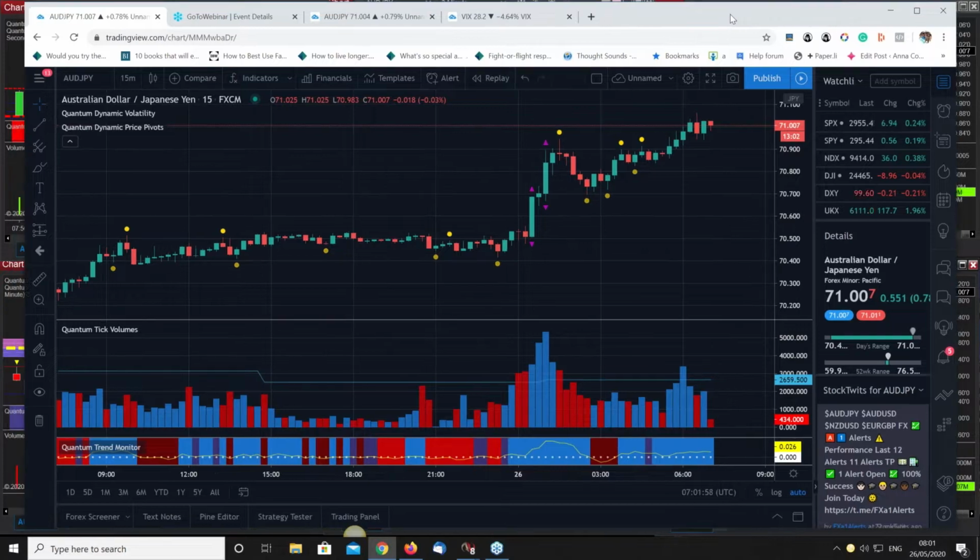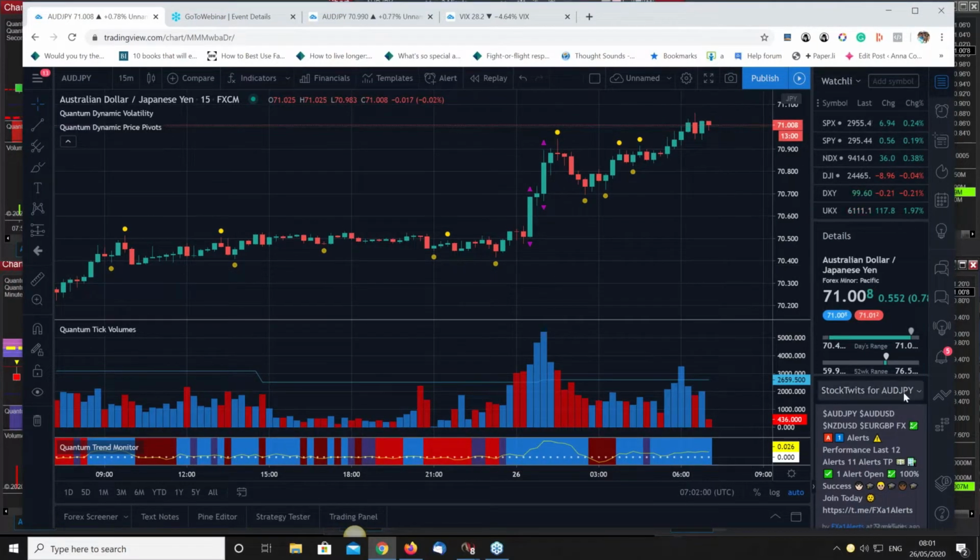There we go. This is TradingView. I've got the Aussie Yen here as well. This is on 15-minute. I just wanted to highlight this because there are some nice VPA lessons in here. The trend on this time frame is very bullish at the moment. So from a slightly slower term perspective, that sentiment is pretty strong. You can see it on the trend monitor.